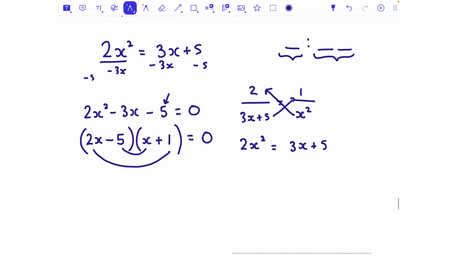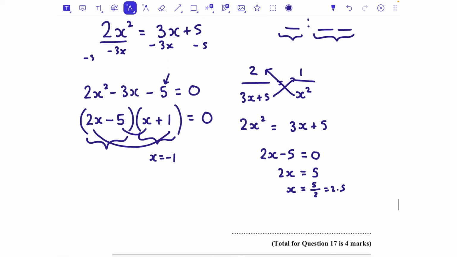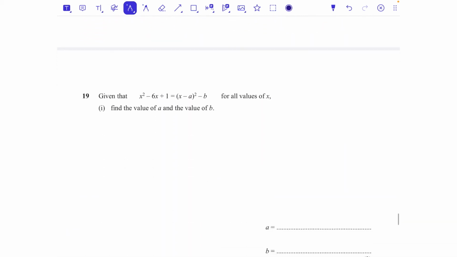We just need to solve when each bracket will equal 0. So what value of x makes x add 1 equal 0? It's when x equals minus 1. And how does 2x minus 5 equal 0? So if I start with 2x minus 5 equals 0, 2x would need to equal 5 and x would equal 5 over 2 or 2.5, however you want to write it. There we go, find the possible values of x. So I'm going to say x equals minus 1 or x equals 5 over 2 or 2.5, however you want to write it. Question number 19.